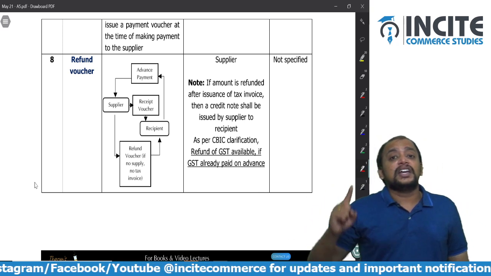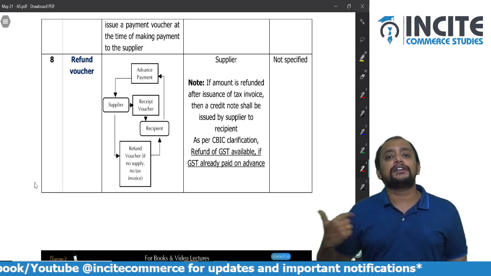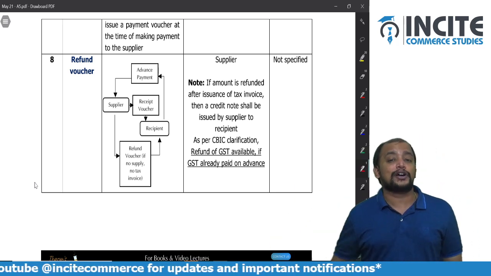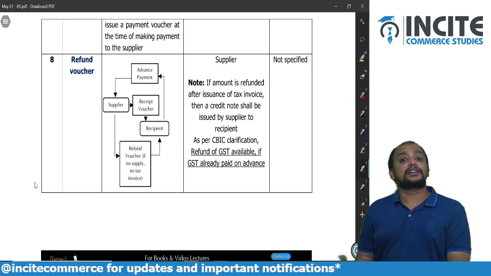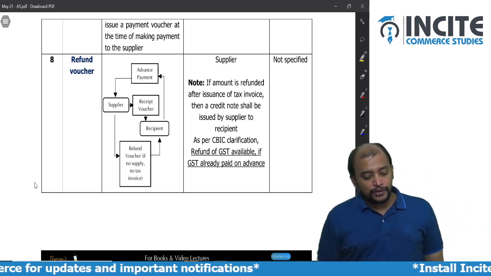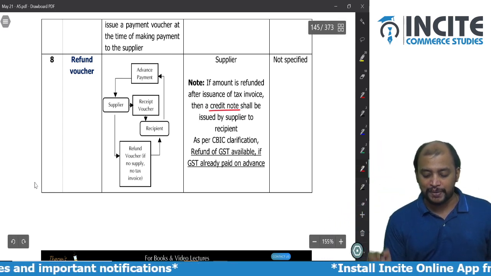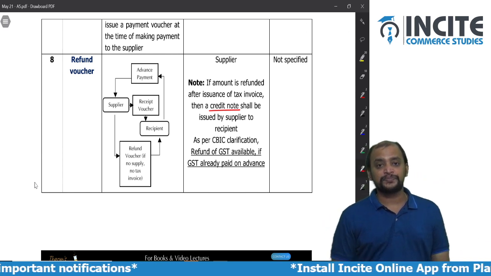Provided the invoice is not raised. If the invoice is already raised, then don't give a refund voucher. Give a credit note because you are cancelling the invoice. So give a credit note. Okay. So, if the amount is refunded after issuance of the tax invoice, then a credit note shall be issued by the supplier to the recipient. Okay.